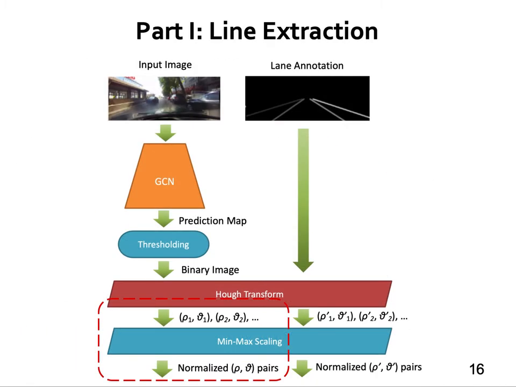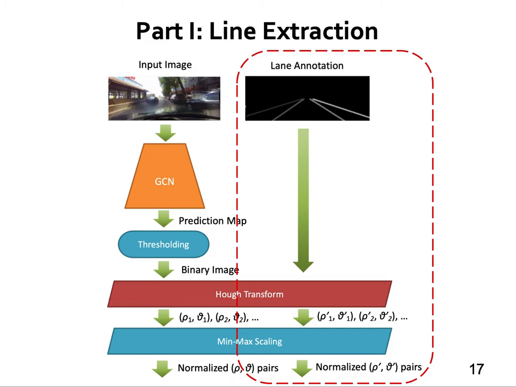However, since we are extracting lines using thresholding, each actual lane line can have many lines clustered around it. We will normalize them so that later data mining models in stage 2 can then group them into lane lines effectively. For the ground truth annotations that are already binary images, we can directly apply Hough transform to extract the lines.